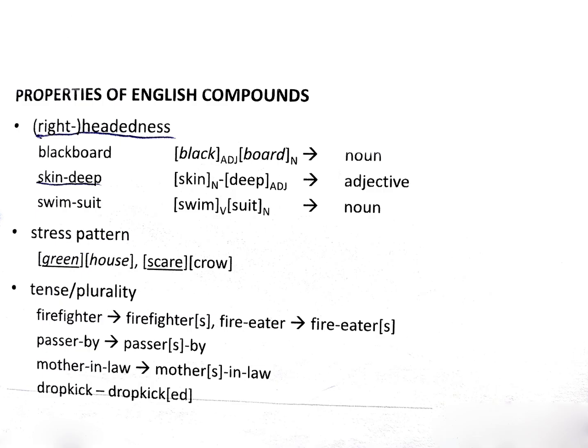Let's take the word passerby. In this case, it's a different way of spelling a compound word, right? In this way of compound spelling, if we want to pluralize the compound word, we just add the third person singular suffix s at the end of the first free morpheme. So passerby becomes passersby. Also the word mother-in-law.